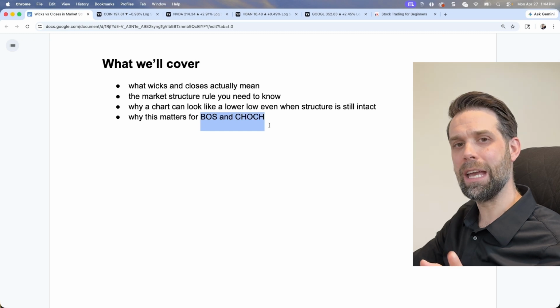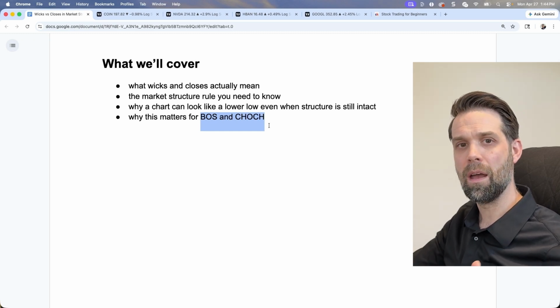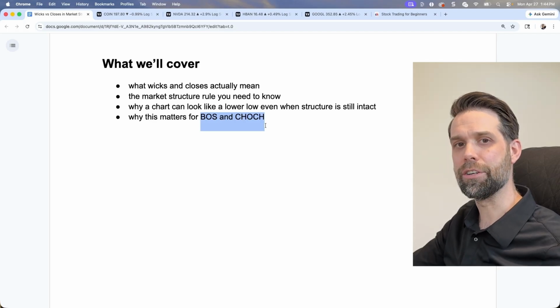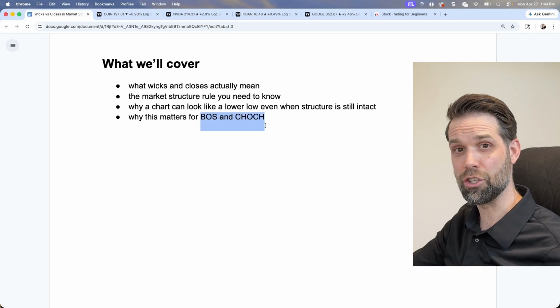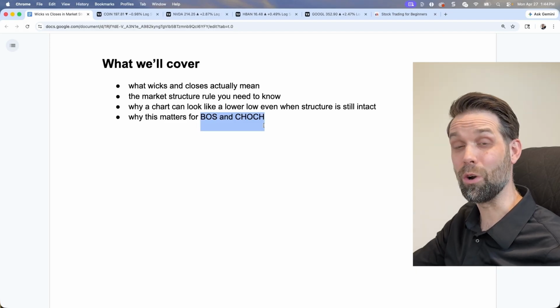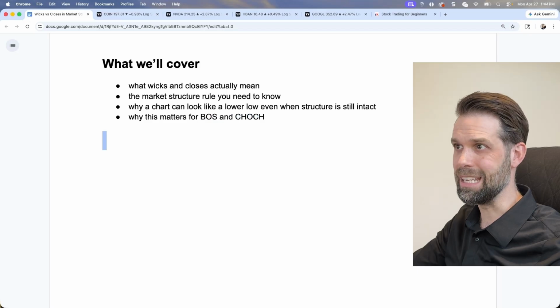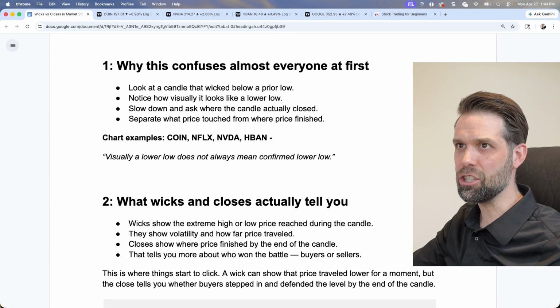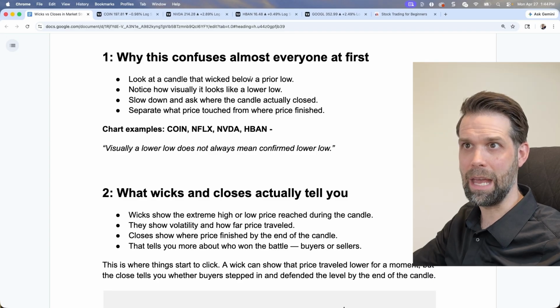If you can't read this relationship between the wicks and the candle closes of the price chart and market structure, then you're going to have a harder time identifying when there's a break of structure, so that's trend continuation, or a change of character, so that's a warning sign that maybe the trend is changing. So it's a really important concept, and this actually confuses almost everyone at first.